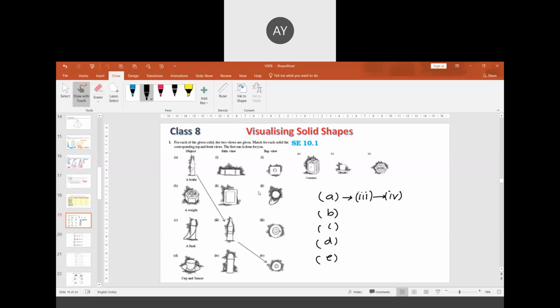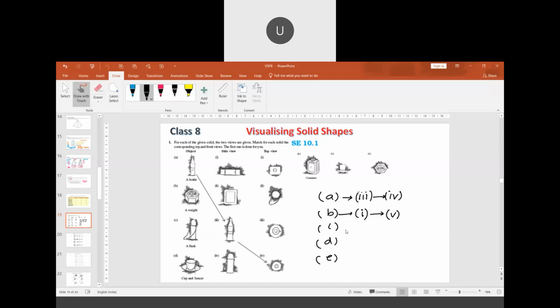What will be the side view for the second one? First option. What about the top view? Fifth one. Correct, very good. Third one is a flask.